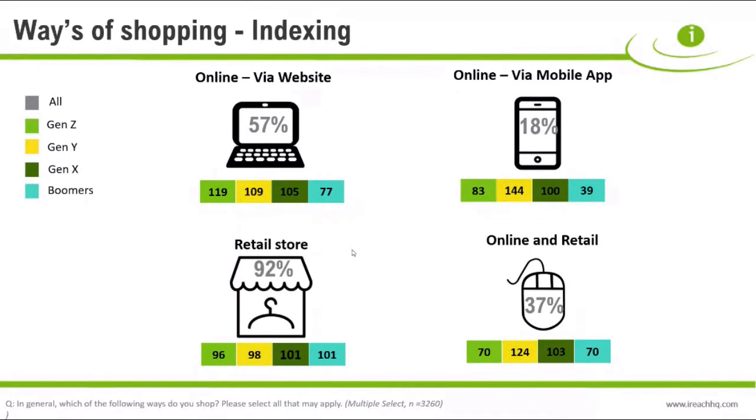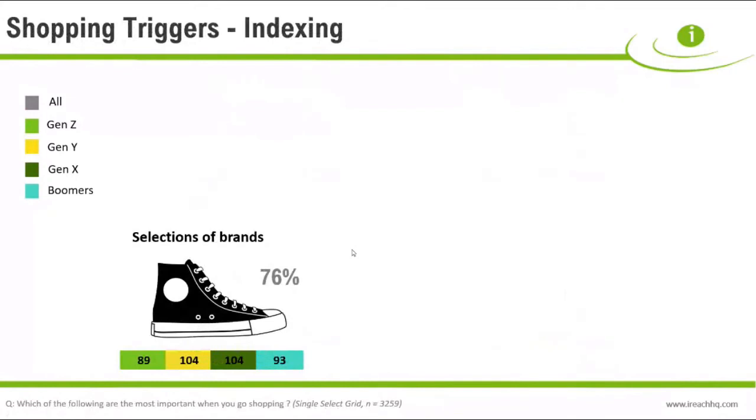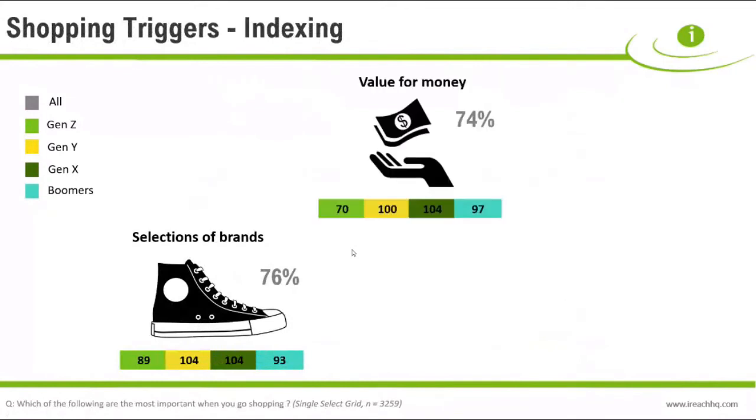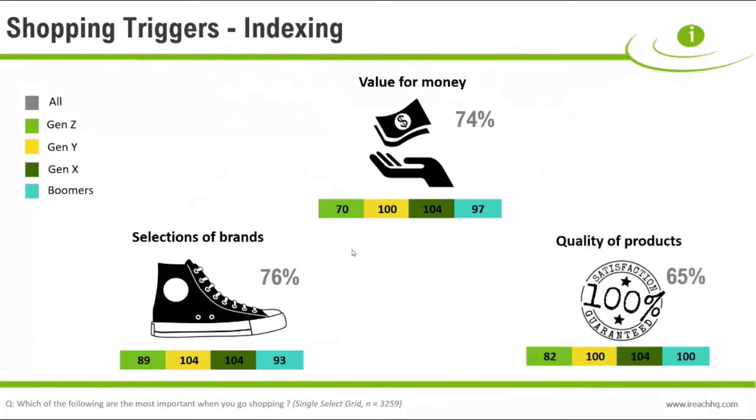And then the last one we look at online and retail. So this is a little bit like you purchase online and you collect in store, or click and collect. So you might purchase online and then you actually then finish the transaction in the store. Hugely popular amongst Generation Y. So they significantly over-index at 124, and across Boomers and Generation Z, they significantly under-index in terms of making the purchase online and then collecting in store. So you see some quite interesting trends there. Finally, then we look at brands. Selection of brands are important in terms of shopping, value for money, and then quality of products.